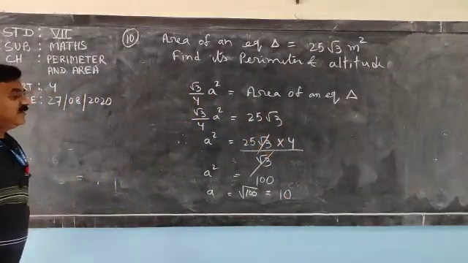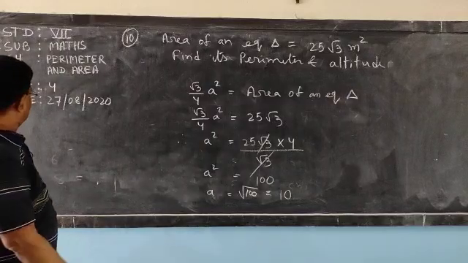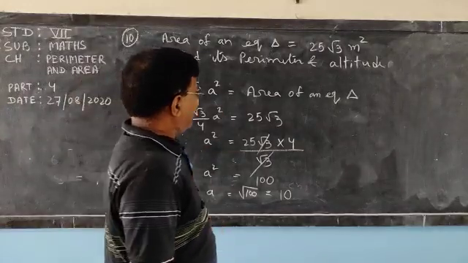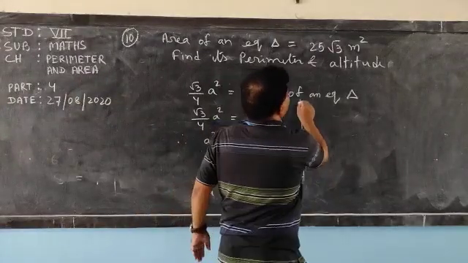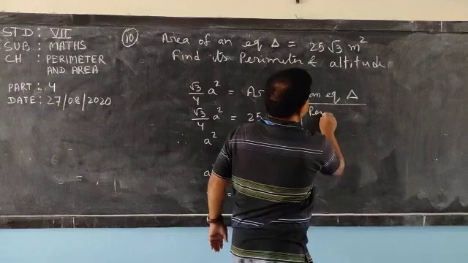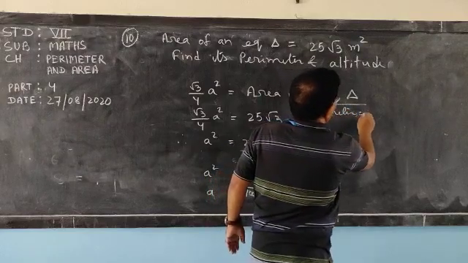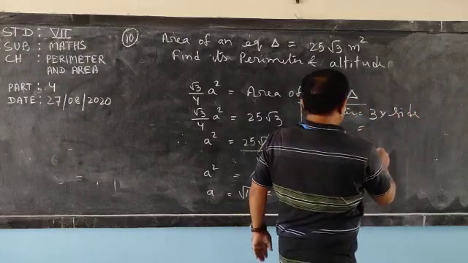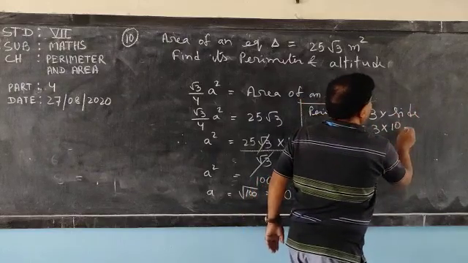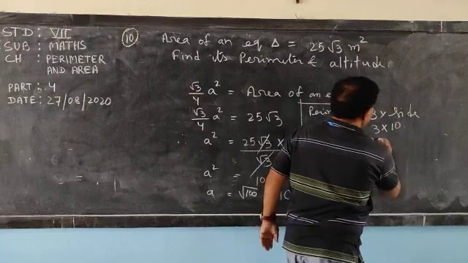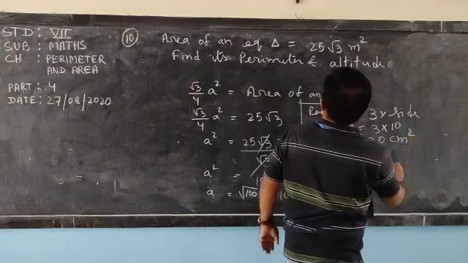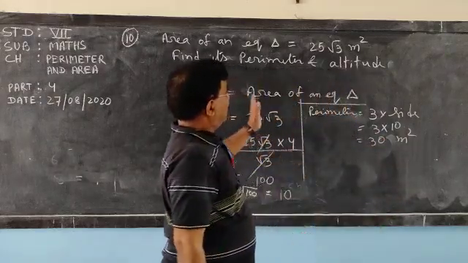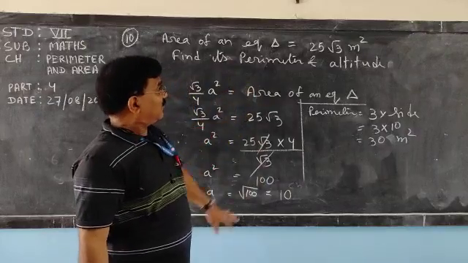That part is clear. Side we have got. Now, if we have got the side, then perimeter will be equal to 3 into side. So 3 into 10 means 30 centimeter, or meter, whatever. Perimeter we have got. Now one more question.